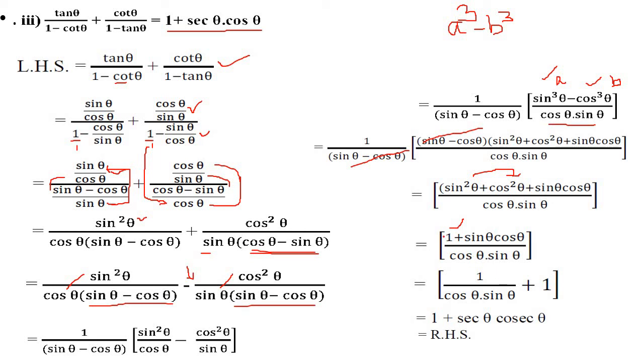We can split the terms. How to split? 1 divided by cos theta sin theta, plus sin theta cos theta divided by sin theta cos theta, which we can cancel to get 1. So that is equal to 1 plus 1 by cos theta into 1 by sin theta, that is 1 plus secant theta into cosecant theta. So this is what we had to prove. We got the RHS. This is how we can solve the problems by using trigonometric identities.